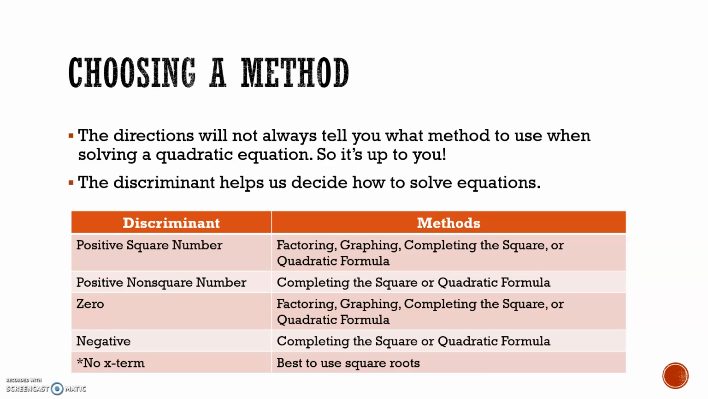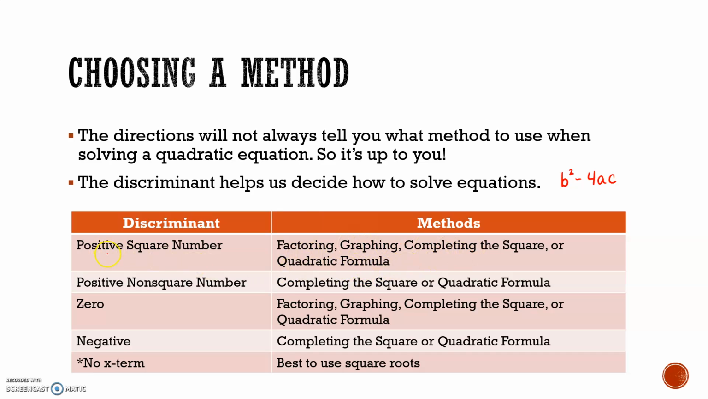What was the discriminant? The discriminant was the part of the quadratic formula that's under the radical. So it's the b squared minus 4ac. And it's going to help us decide how to solve it. So we're going to find our discriminant of the quadratic, and we're going to say, okay, if it is a positive square number, anything can work: factoring, graphing, completing the square, quadratic formula.